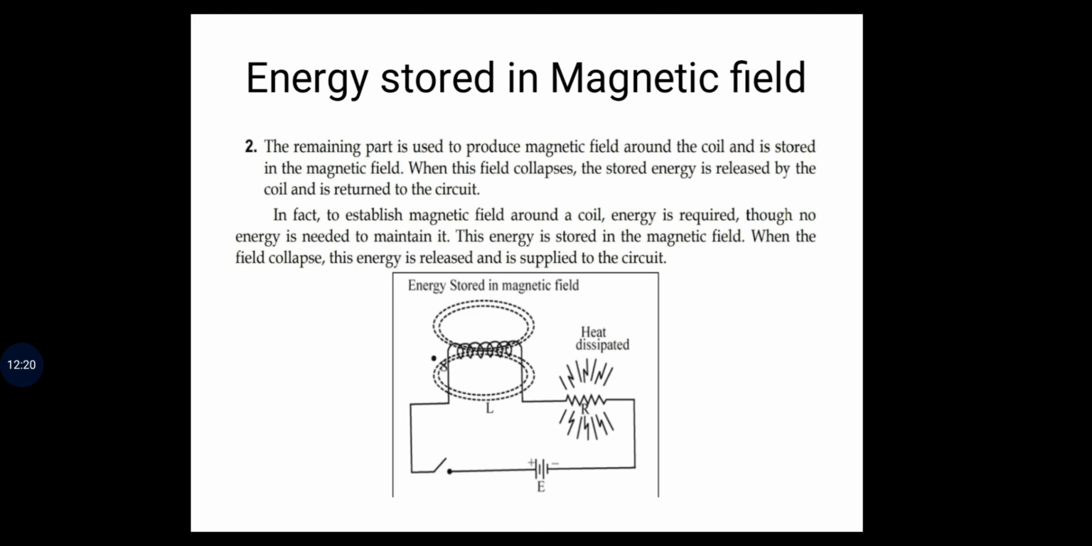So if we want to produce a magnetic field, we require energy, but if we want to maintain it, there is no need for energy. This energy is stored in the magnetic field. When the field collapses, this energy is released and is supplied to the circuit.